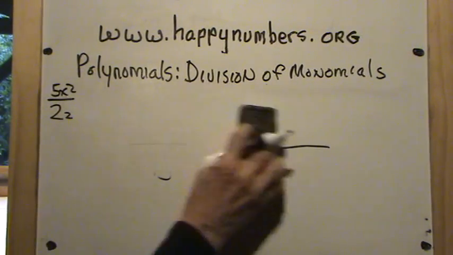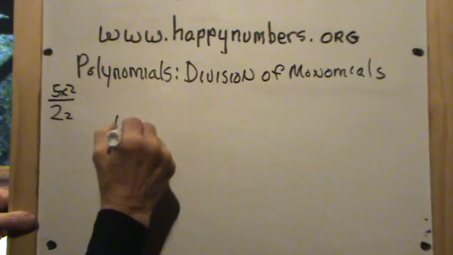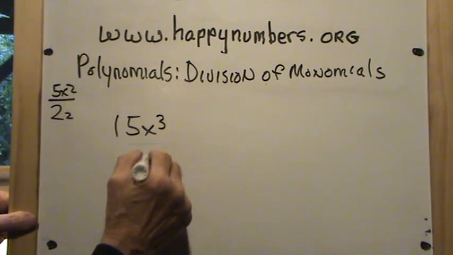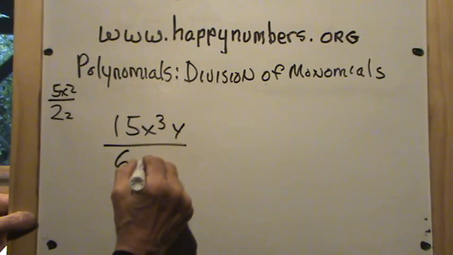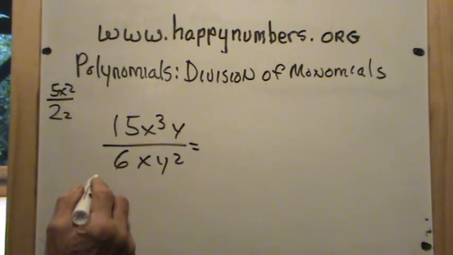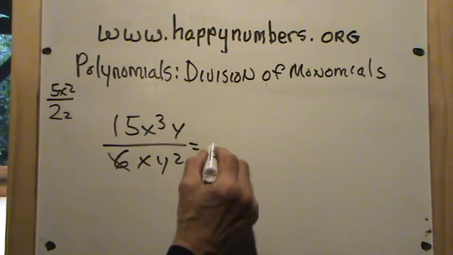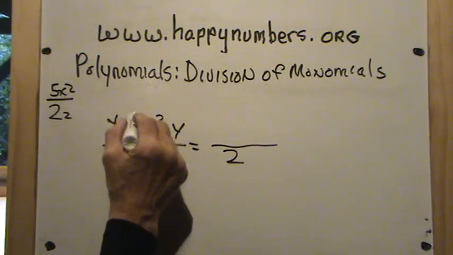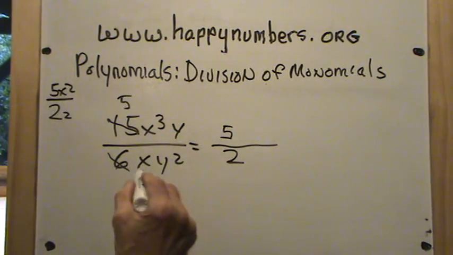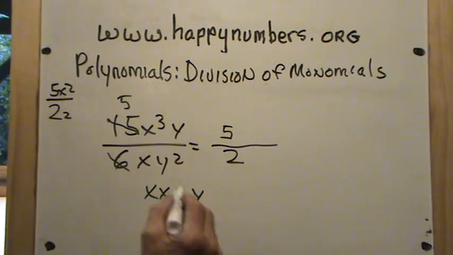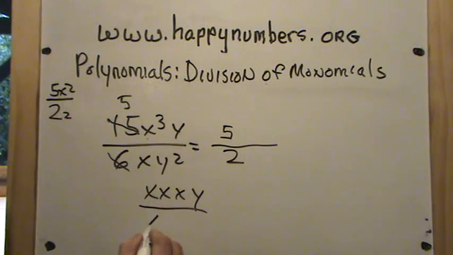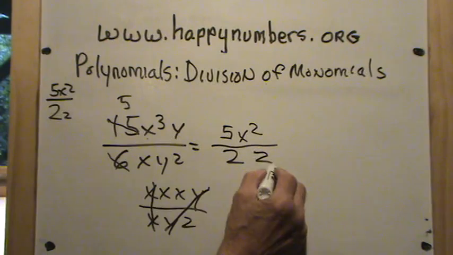And let's work it in expanded form and see what it looks like. 15x to the third y, divided by 6xyz. Well, we know that 3 can go into 6 two times, 3 goes into 15 five times, so we have 5 over 2. Now if I expand x to the third, I get x, x, x, y, and here I have x, y, and z. So the x's will cancel out, and I'm left with x squared. The y's will cancel out, and I'm left with z.